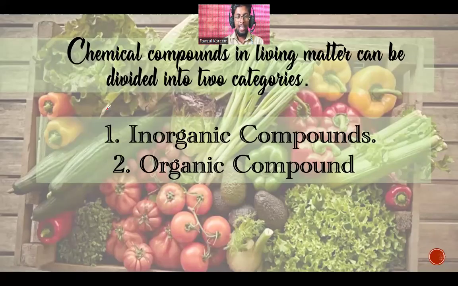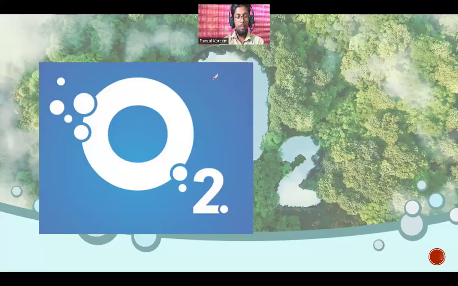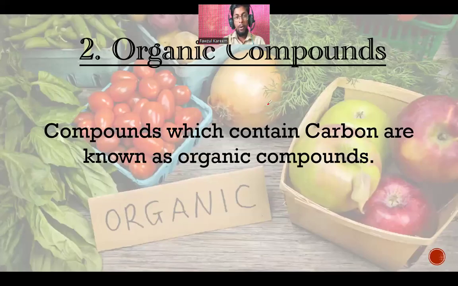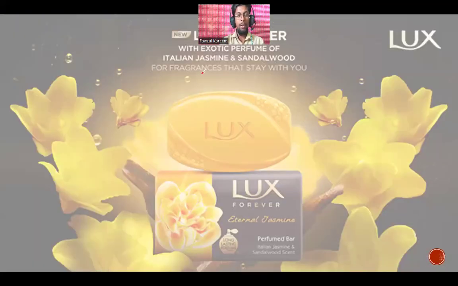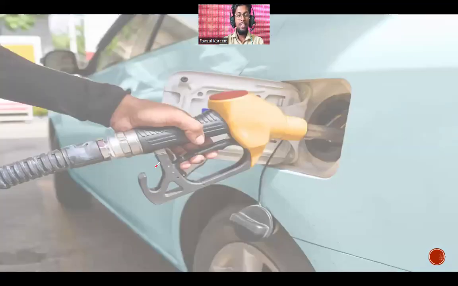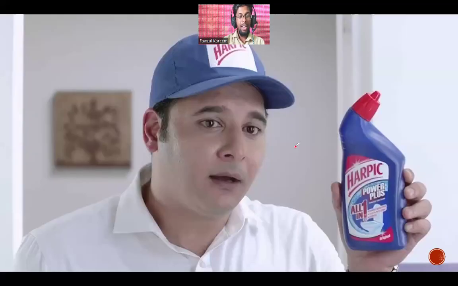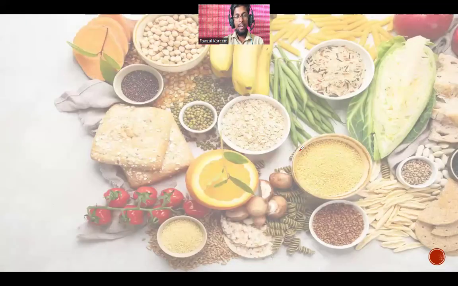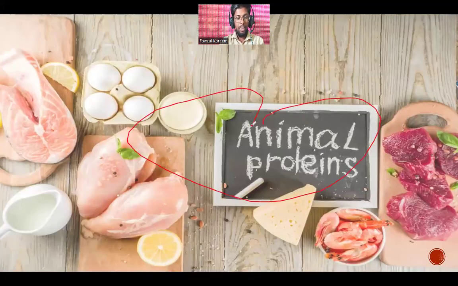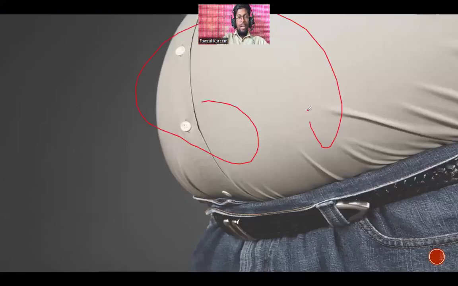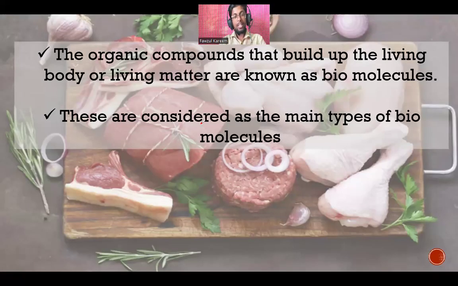So organic matter means a chemical compound. Last class we explained all those things. Quick revision: organic compound means the compounds which have carbon. For example, soap, nail polish, petrol, diesel, kerosene oil, detergents, foods, animal protein like meat, fish, eggs, milk, and lipids. In our belly there's a lipid layer, so that's why the belly becomes large. So these kinds of molecules are called organic.